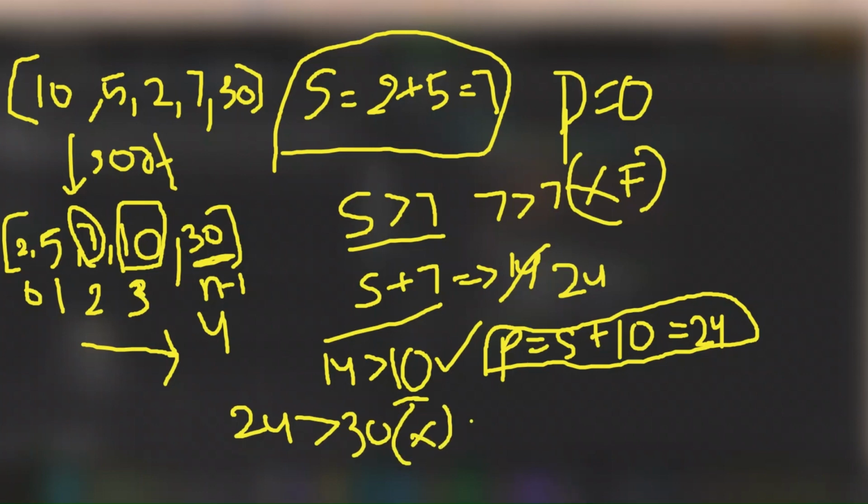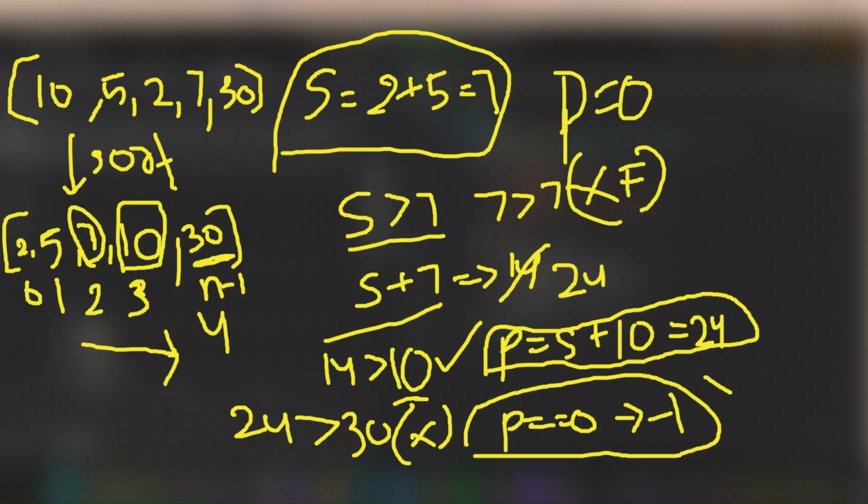So we'll just end the loop here and check if parameter equals 0, then we'll return -1. Here the parameter is not 0, it is 24, so we'll just return 24 as the answer.